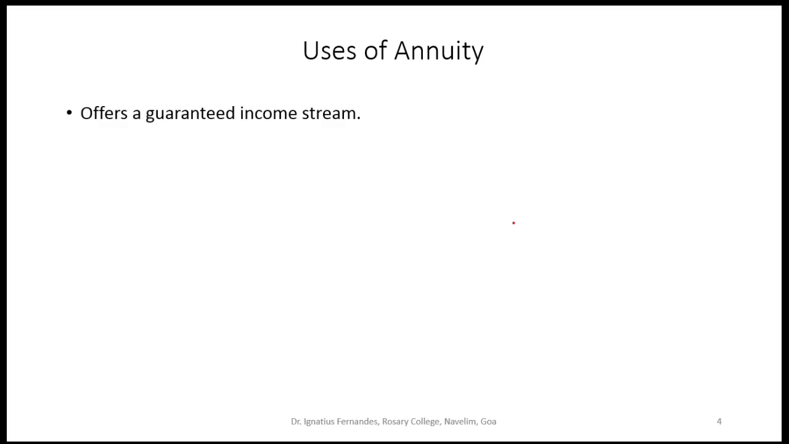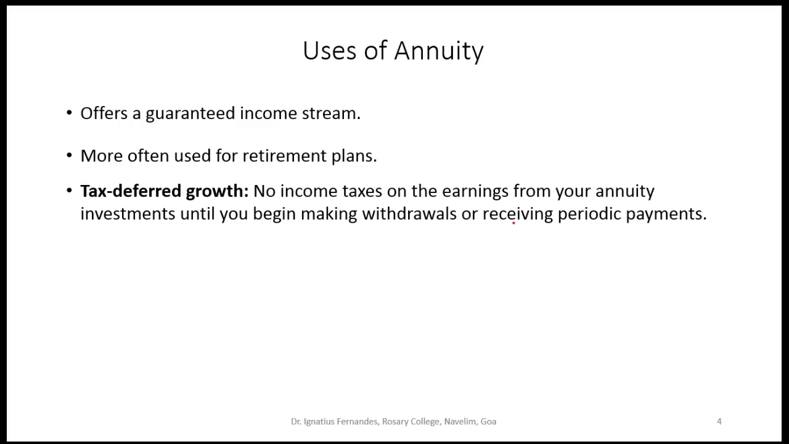So what are the uses of annuity? Some people prefer annuity because it offers a guaranteed income stream, mostly for retirement plans. It is also preferred for tax deferred growth, because the tax is not really calculated based on what you have contributed. It is calculated only after your withdrawals, or on the interest that you get. It also has flexibility in the structure, that's why it is preferred.